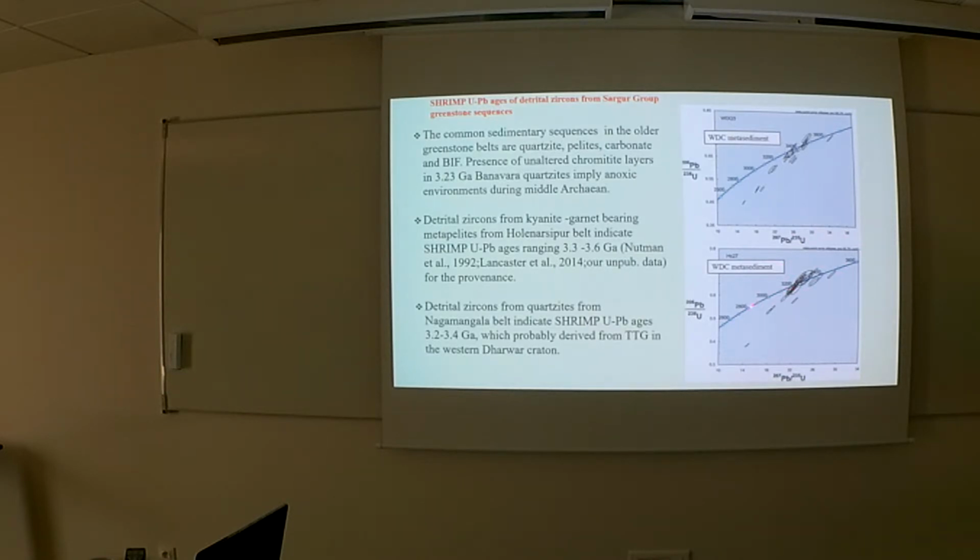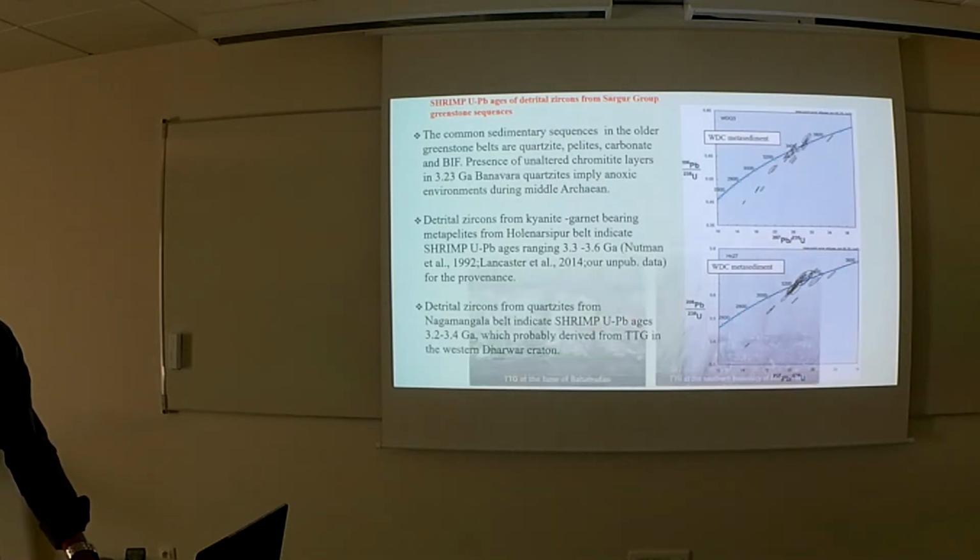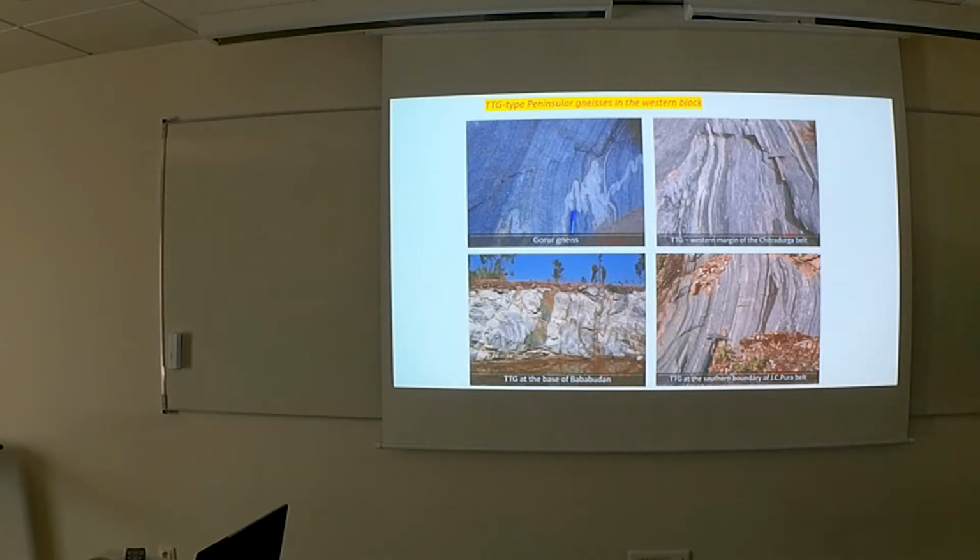Here we have slightly younger, some 3,250 to 3,400. One or two grains are close to 3,460 or 70. Yes, in fact, they correlate with the surrounding TTG basement. Yeah, these are the TTGs. This is one where we have the tonalite, granodiorite, and injected by trondhjemite, and now it is in foliation. So these are the typical TTG gneiss that we can see in the western Dharwar craton.